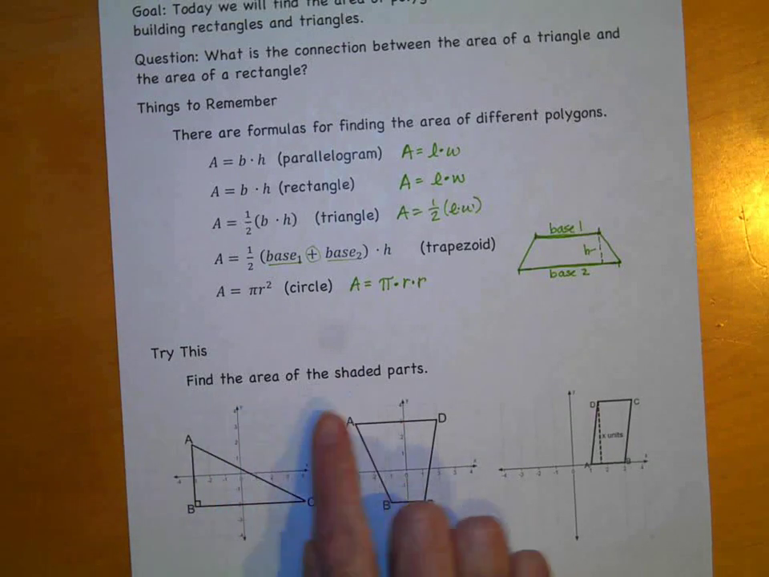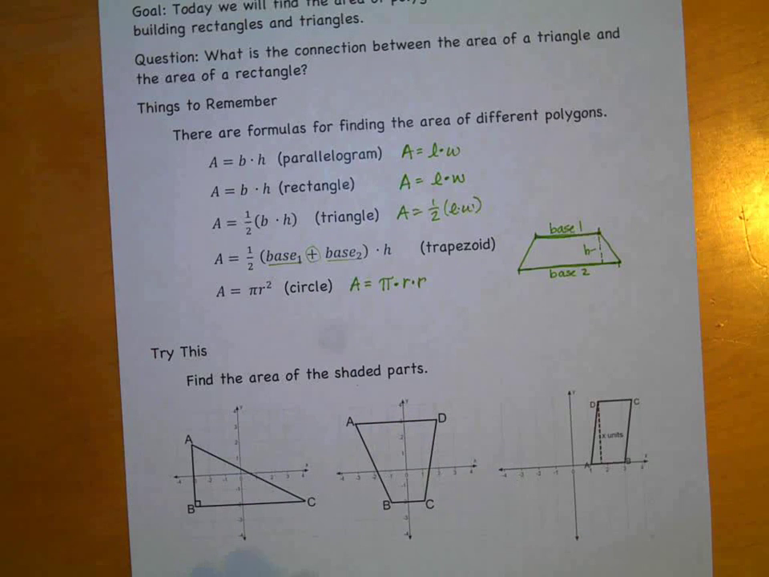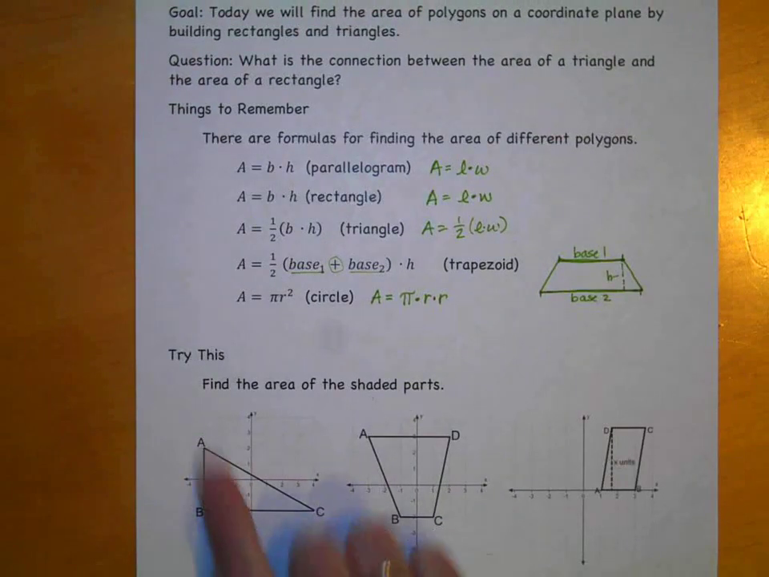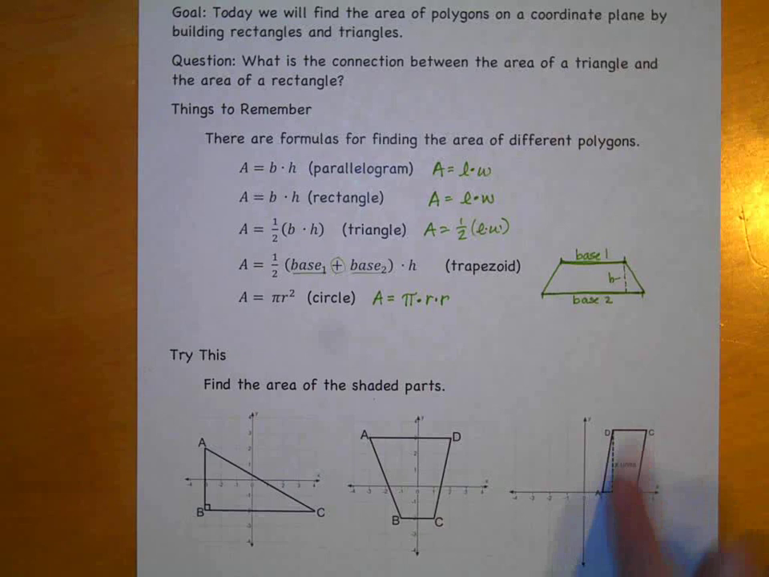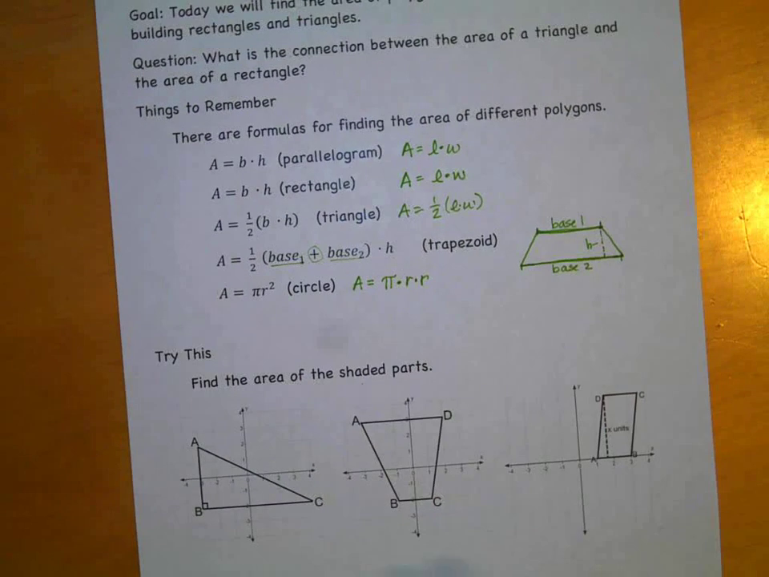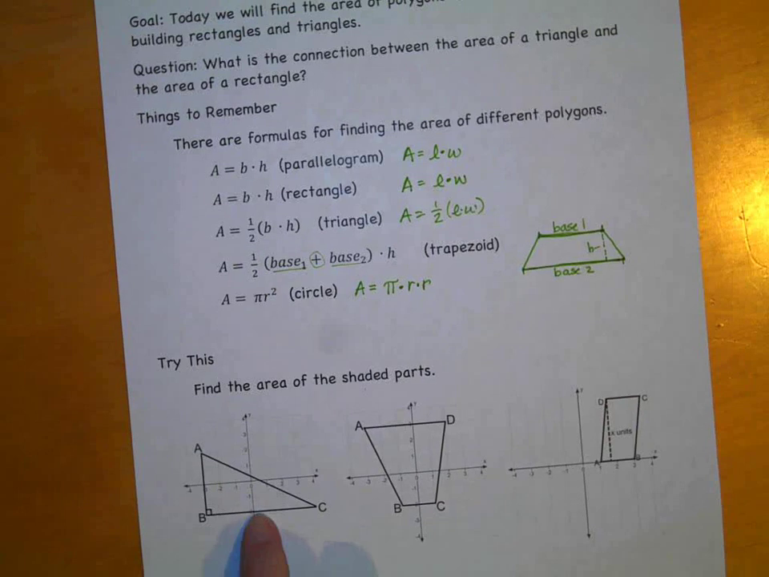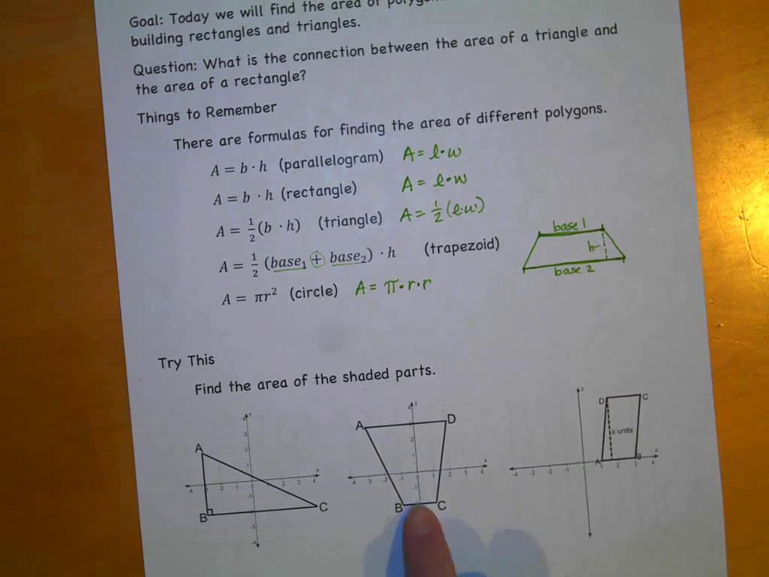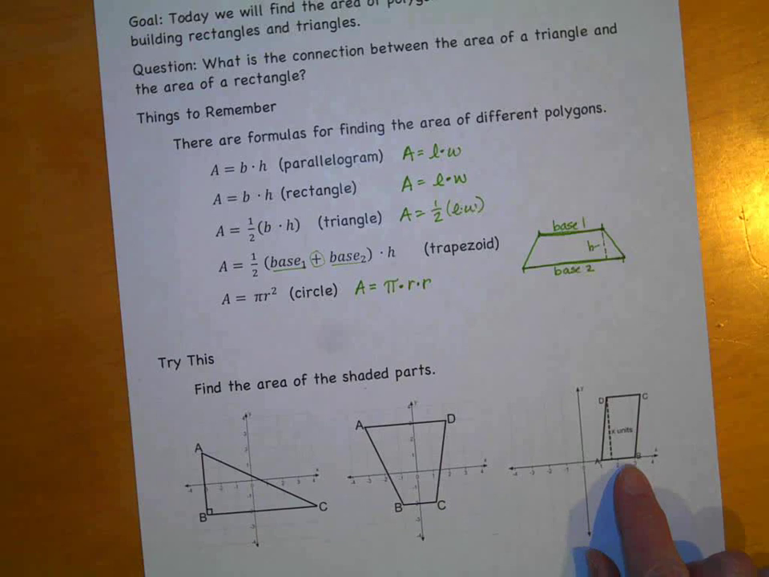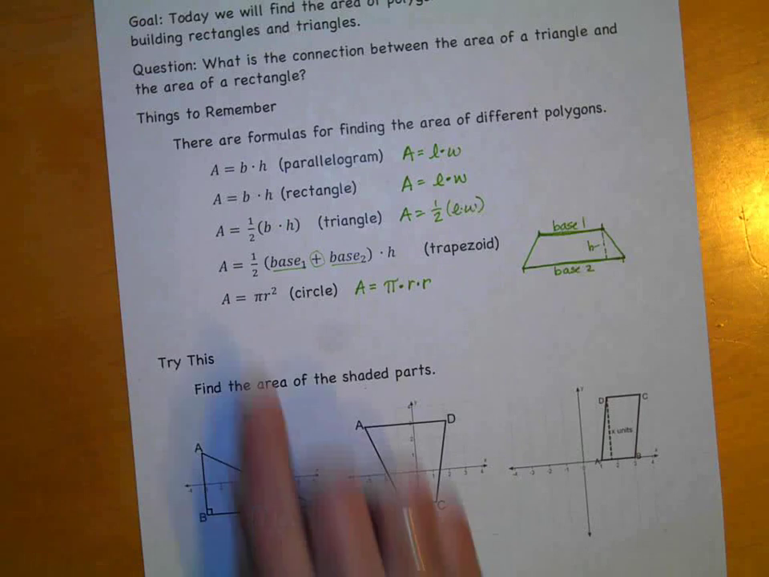It says, try this, find the area of the shaded parts. The shaded parts didn't show up. Basically, you want to find the area of all of these different polygons. If we're taking a look at this, this is kind of interesting because we know that this is a triangle, we know that this is a trapezoid, and we know that this is a parallelogram, okay? So find the area of these parts.